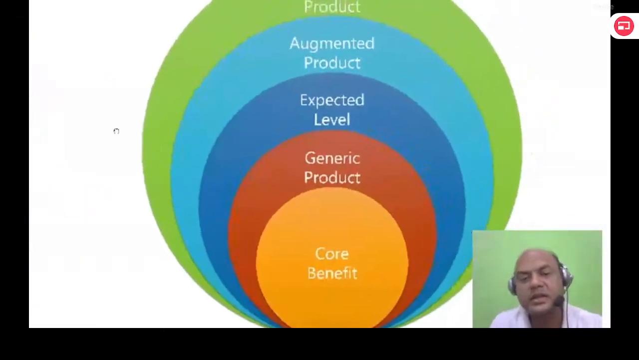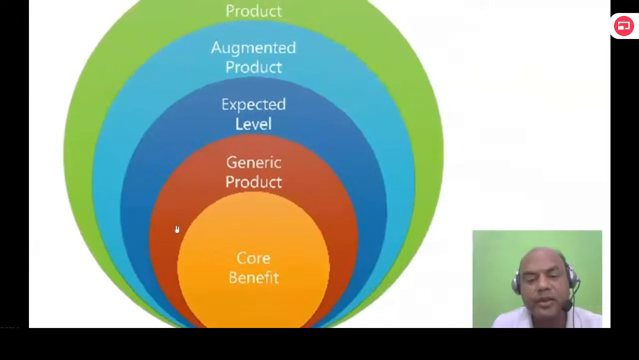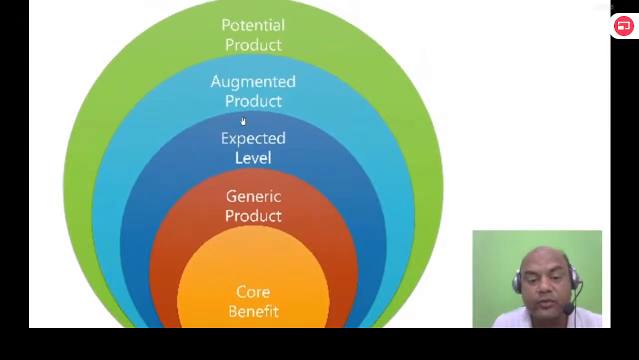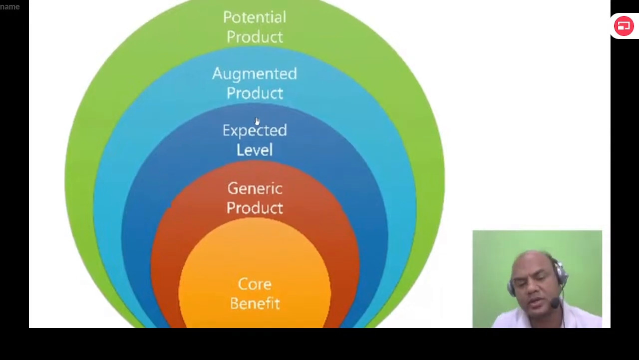Look at this. This is the core product. Then you have generic product, then you have expected product, then augmented, and the last one is potential. So these are the 5 levels of products. What do you mean by these 5 levels of products? I'll ask you and give you examples also in this.